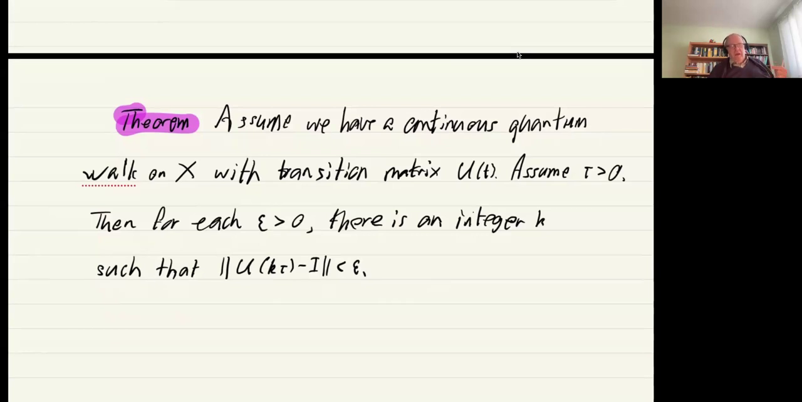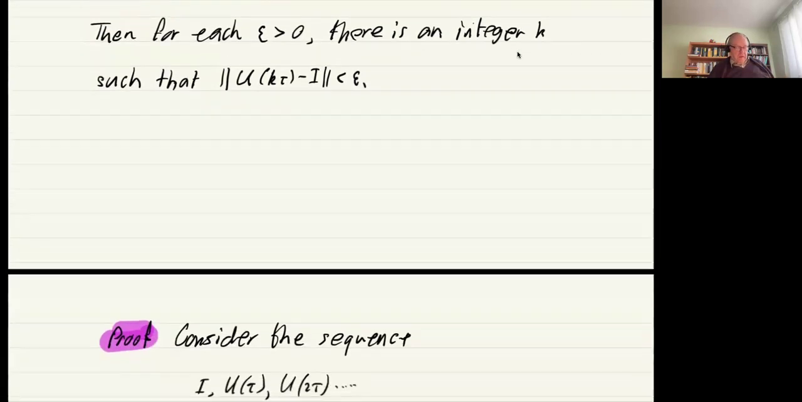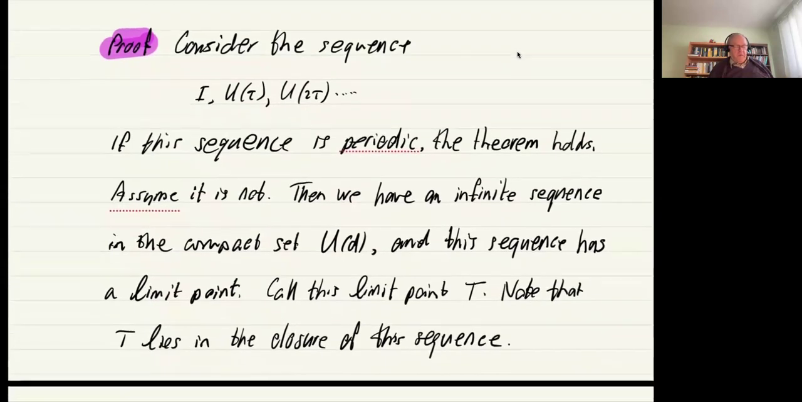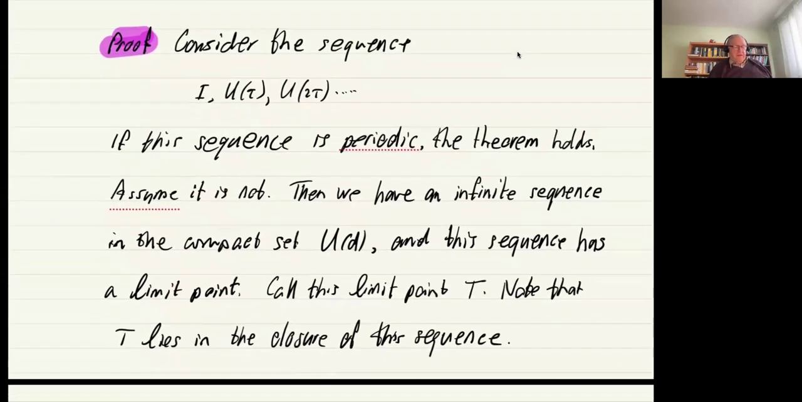So if you take tau equals 1, you're looking at U(0), U(1), U(2), U(3). These are just the powers of U(1). So the proof is not that complicated, provided you're used to compact sets. So we'll see how it goes. I'm going to consider the sequence I just mentioned: identity, U(0), U(tau), U(2 tau). So this is just a sequence of powers of U(tau).